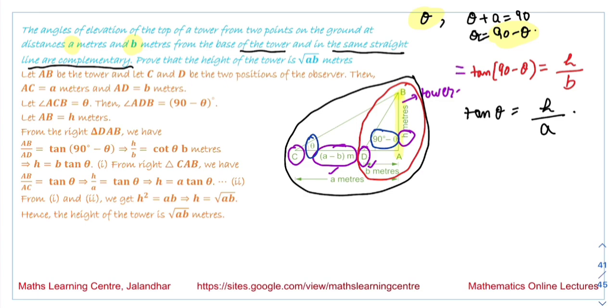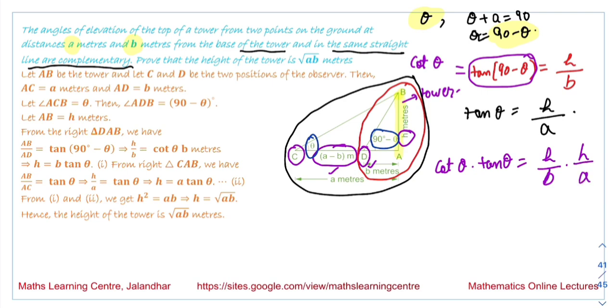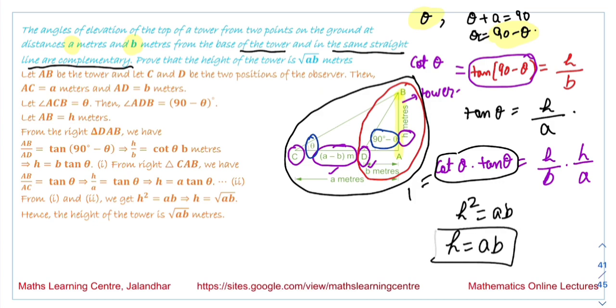Now we know from our previous results that tan(90 - theta) is equal to cot theta. So if we multiply both these equations, we get cot theta into tan theta equal to h over b into h over a. Cot theta into tan theta, we know, is equal to 1. So we get h square is equal to ab. So the value of h is square root of ab, because height cannot be negative. So h is square root of ab meters, and this is what we have to prove.